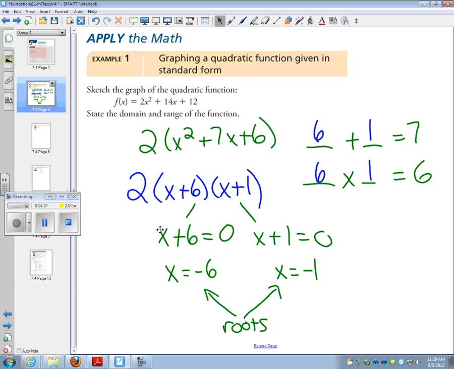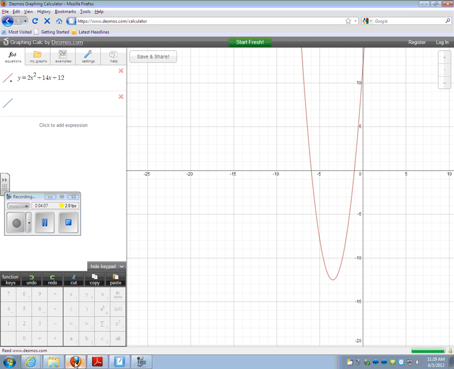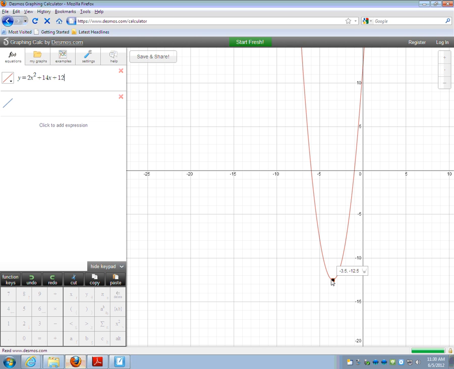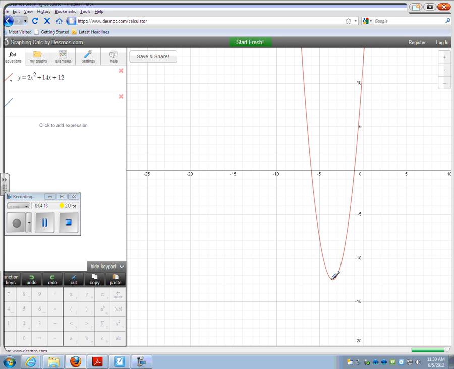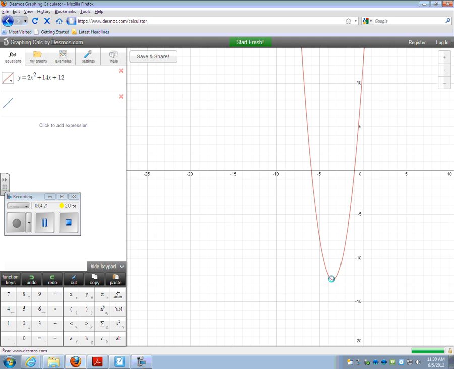Okay, the last thing it asks for is the domain and range. From this graph, you should be able to see that domain is the x values. Any x value it can take on. Because this has a minimum, you can see that the y value would be everything greater than or equal to that point. Okay, so that would be the domain and range.